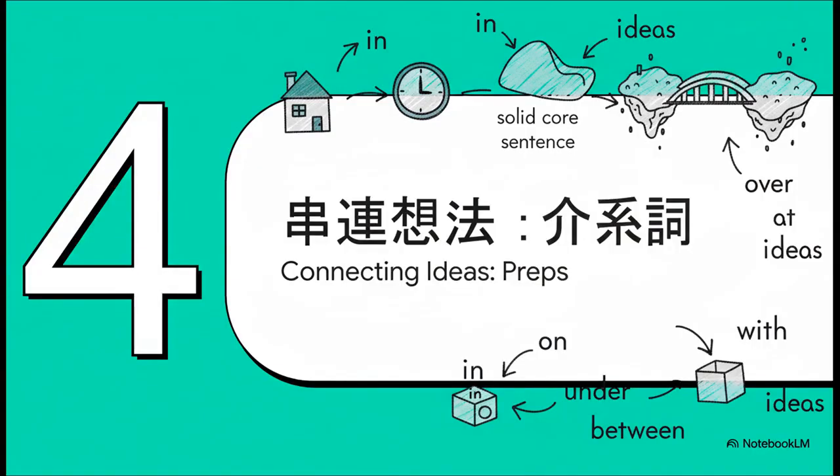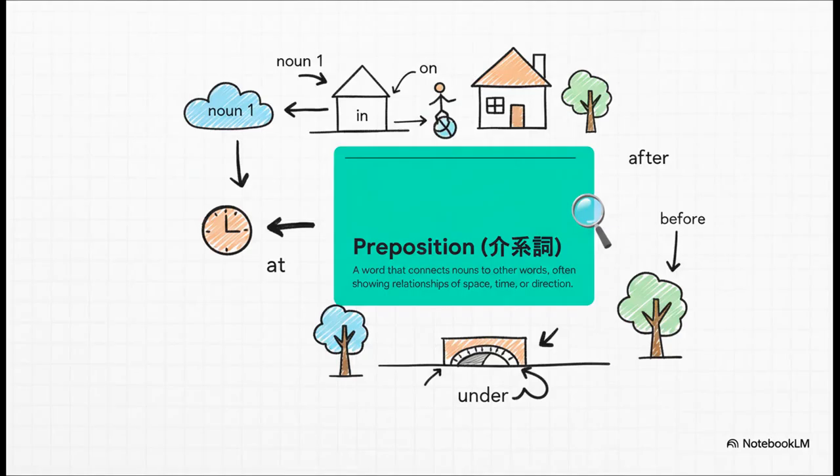We've built a really solid sentence now, but it's kind of just floating in space. Let's ground it. Let's give it some context, like a time or a place. To do that, we need a special kind of word, prepositions. Think of prepositions as the glue for your sentences. They're these tiny little words like in, on, at, or under, and they connect everything together, showing us how things relate in space, time, or direction.